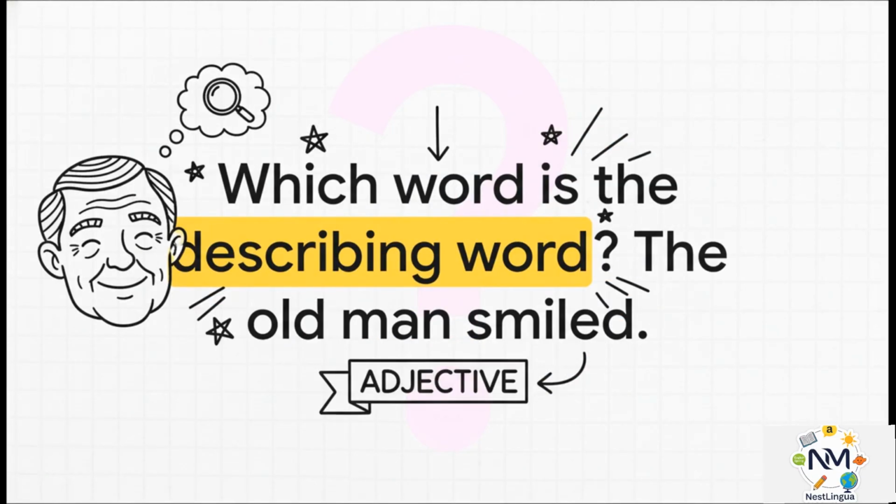Okay, how about this one? The old man smiled. Which word is describing the man? Yep, you got it. It's old. That's our adjective, adding a little extra detail.